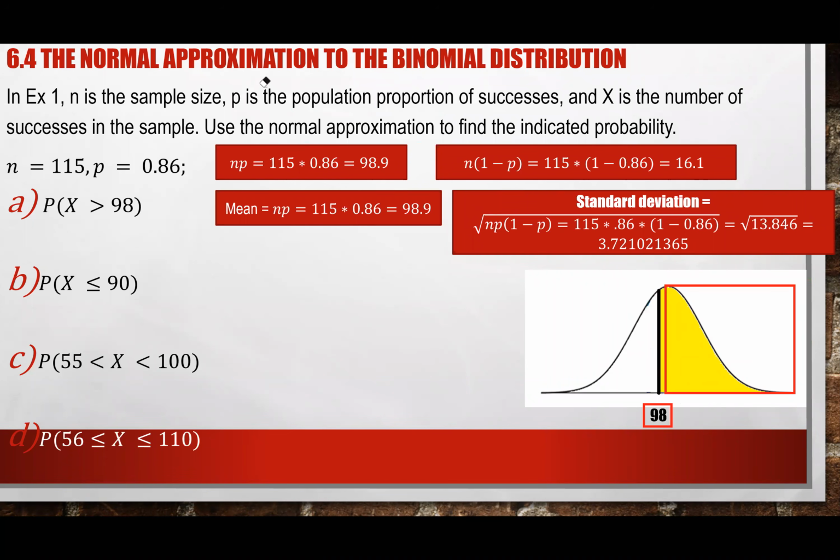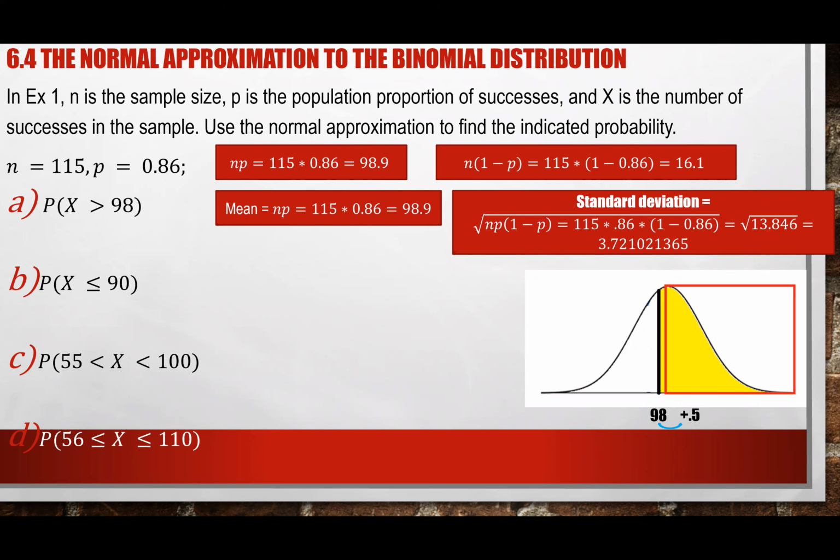So because we don't include the 98, we need to move my endpoint to the right. And if you remember, I told you if you move it to the right, all you need to do is add 0.5. Whatever your endpoint is, if you move it to the right, you add 0.5. If you move it to the left, you subtract 0.5.